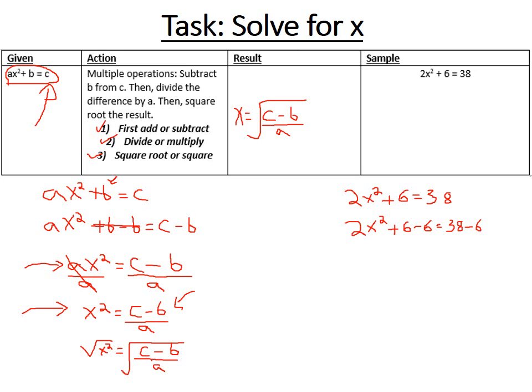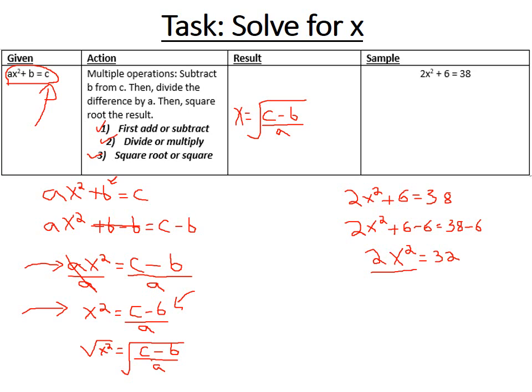You can get rid of the 6 minus 6 here. So you get 2x squared is equal to 32, because 38 minus 6 is 32. We're not done yet. We didn't find x yet. We just found 2x squared.